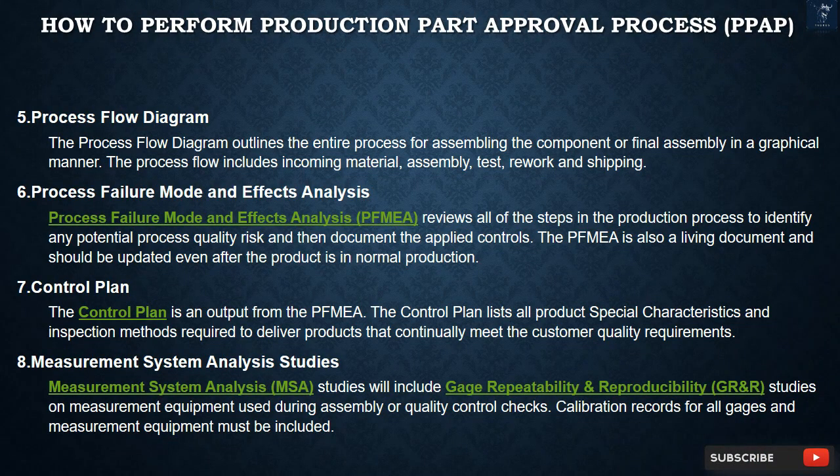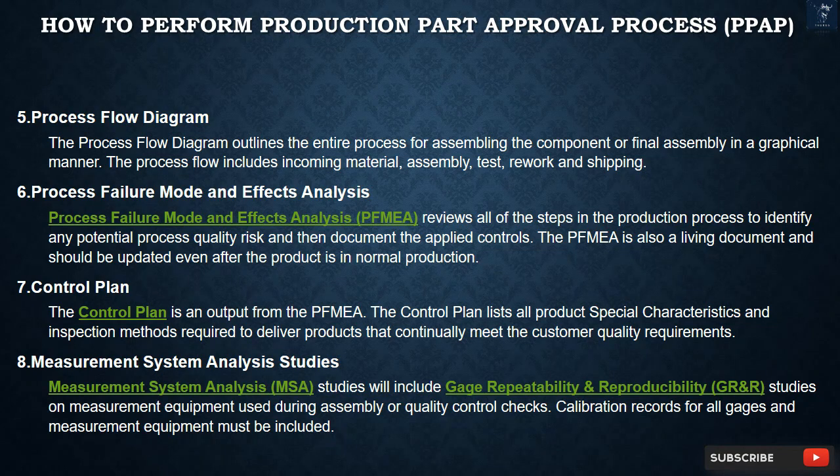5. Process flow diagram. The process flow diagram outlines the entire process for assembling the component or final assembly in a graphical manner. The process flow includes incoming material, assembly, test, rework and shipping.